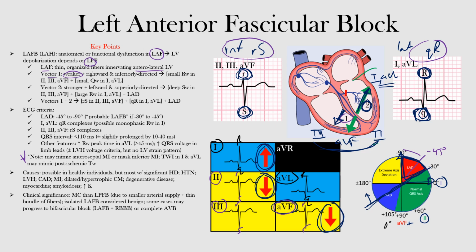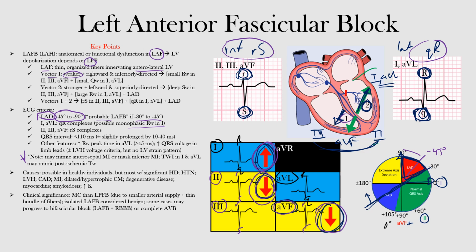Now the EKG criteria. The main one I want you to know is left axis deviation, when it's beyond negative 45 degrees. All you have to do is look at the EKG and notice a positive upright complex in 1, negative in 2, and negative in AVF. That will put you in that region. If it's between negative 30 and negative 45, then that's considered probable left anterior fascicular block. The other criteria: in the lateral leads, 1 and AVL, look for RS complexes or QR complexes, and you can possibly see a monophasic R wave in lead 1. In the inferior leads, we want to look for RS complexes.